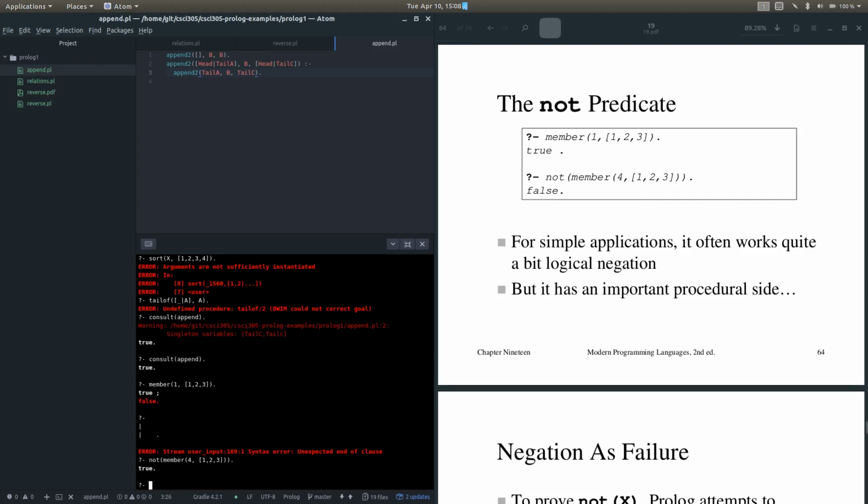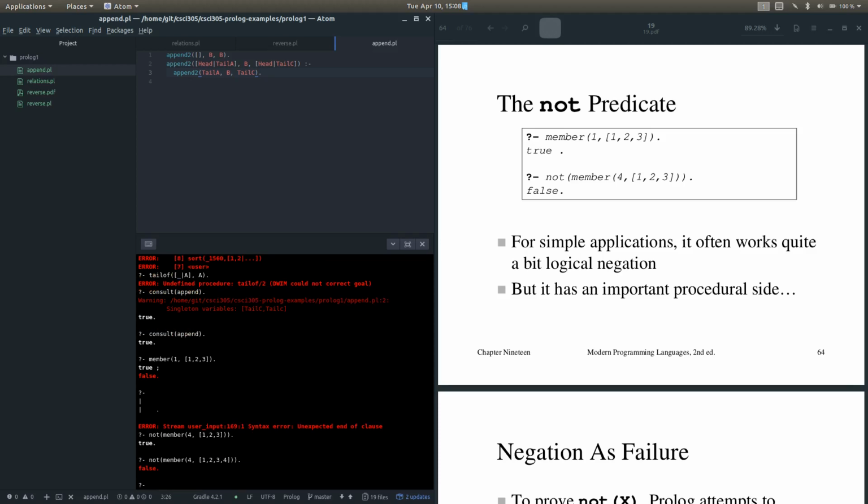Interestingly enough, that is not what's showing here. I think what they meant to say was not member(1, [2,3,4]). If we do that, then it returns false.